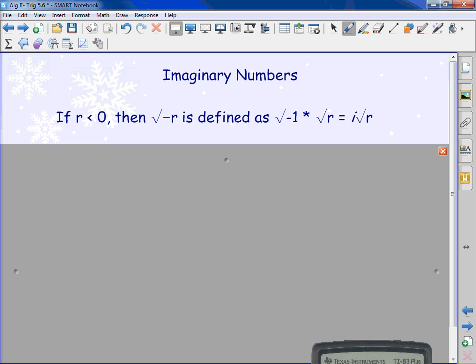If r is less than 0, then the square root of negative r is defined as the square root of negative 1 times the square root of r. The square root of a negative we call i. It's imaginary. It does not exist, but we can actually find the square root of the number part.